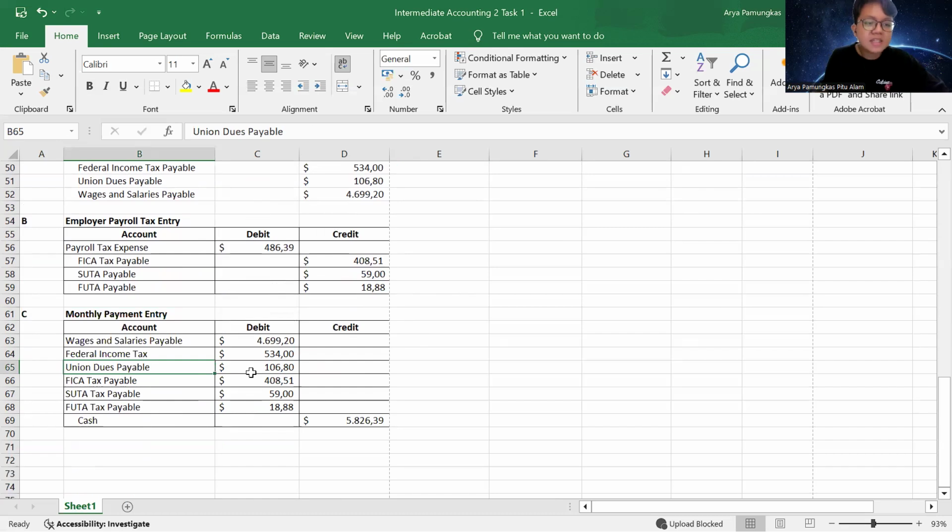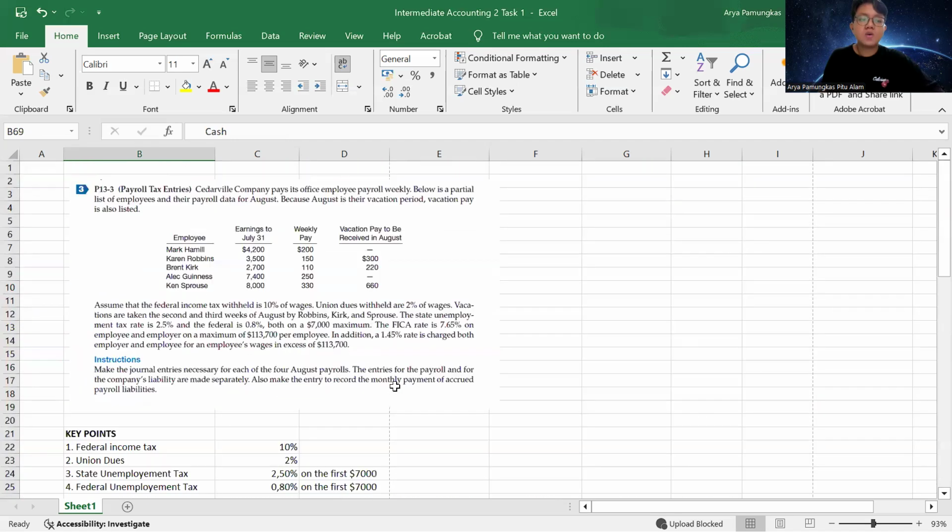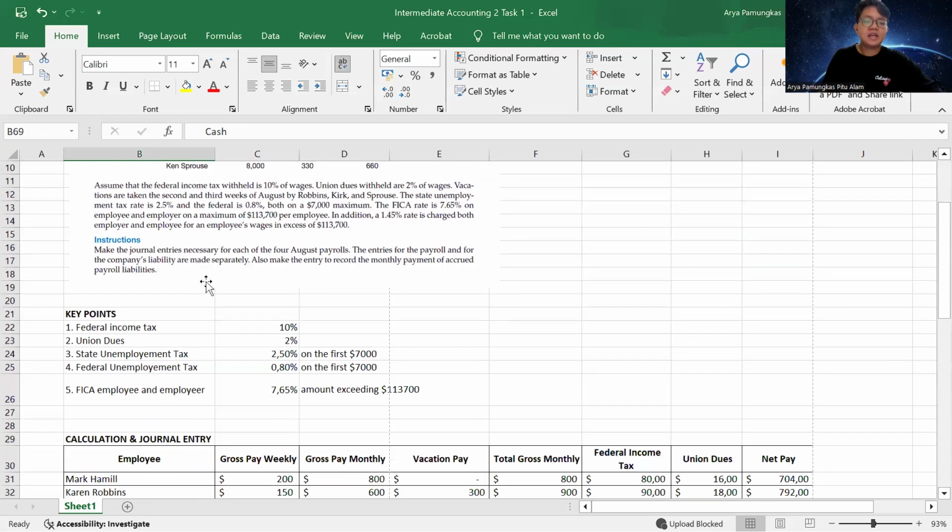FICA tax payable for $408.51, SUTA tax payable for $59, and last FUTA tax payable for $18.88. And the cash that we have to pay for this monthly payroll payment is $5,826.39. Okay, that is how I do the transaction in P13.3 for the payroll tax entries.